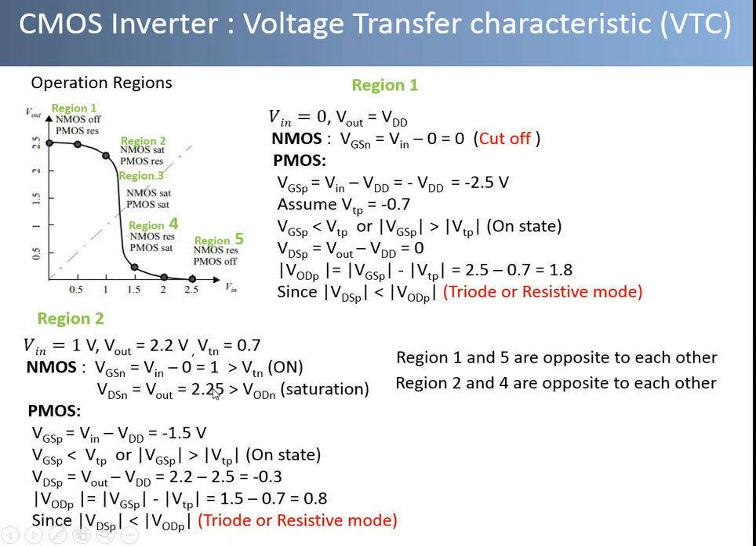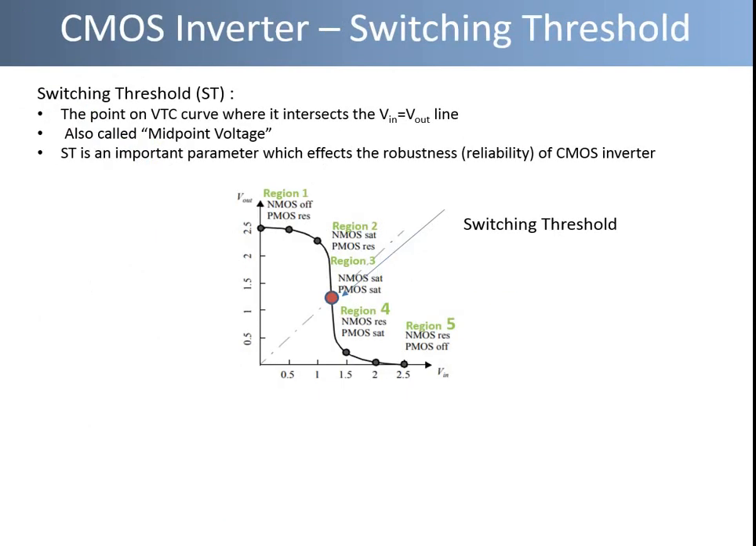So we can identify the states of both transistors in each operation region by selecting some numerical values of Vin and Vout. Switching threshold. Switching threshold is the point on VTC curve where it intersects the Vin equal to Vout line. This means that say we have this VTC curve of an inverter, and we have a straight line which passes through all points where Vin equal to Vout, and the point on the VTC curve where it intersects this straight line, this point is known as the switching threshold.